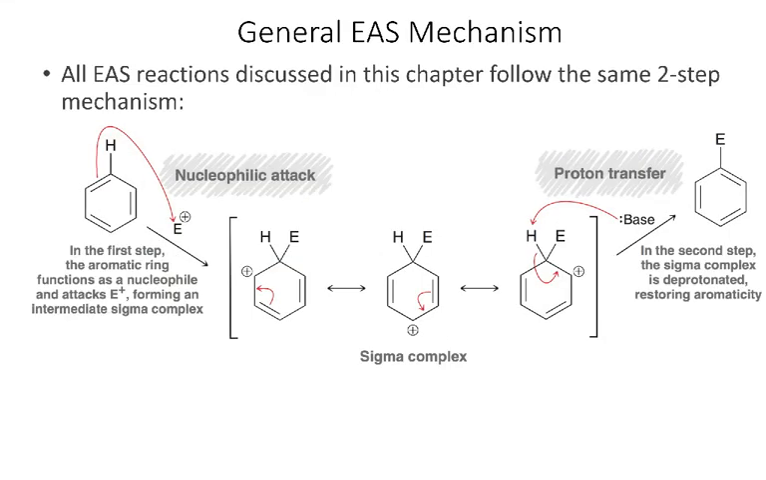And in general, we're going to see that the mechanism for all of these EAS reactions is basically the same. We have some kind of nucleophile. We start off with the pair of the pi electrons undergoing nucleophilic attack on the electrophile. We're always going to make a sigma complex, and we're always going to end with a proton transfer.